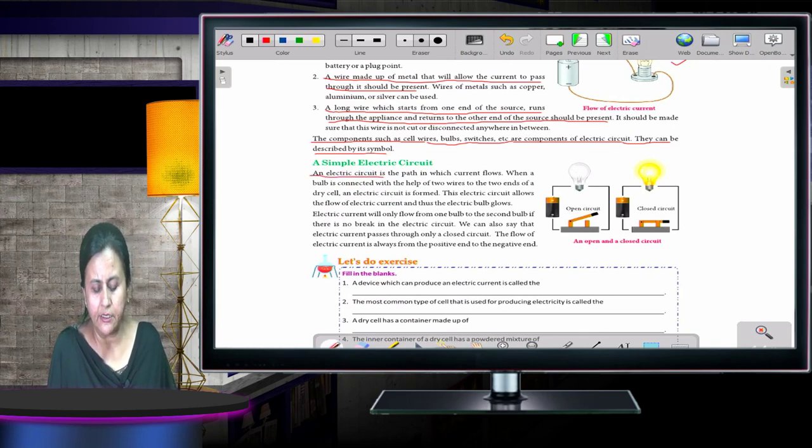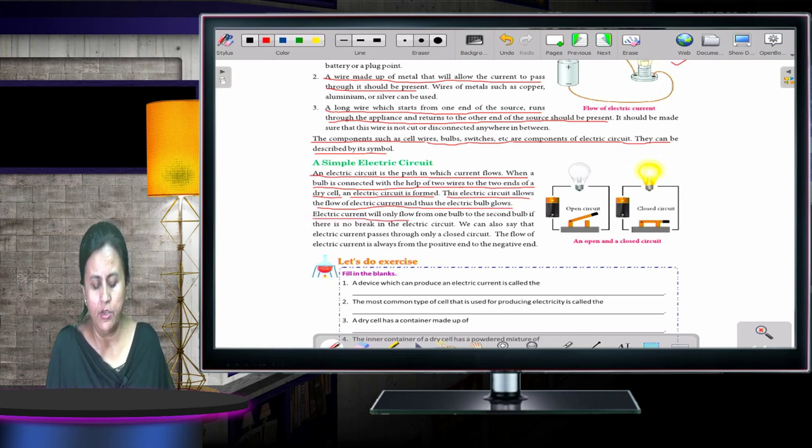An electric circuit is the path in which current flows. When a bulb is connected with the help of two wires to the two ends of a dry cell, an electric circuit is formed. This electric circuit allows the flow of electric current and thus the electric bulb glows.